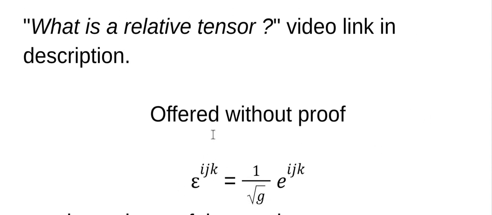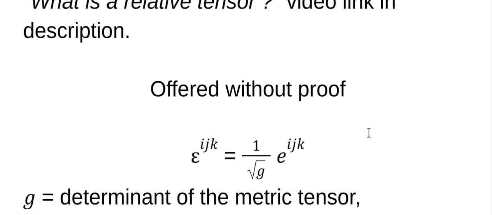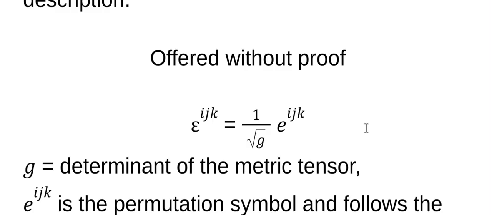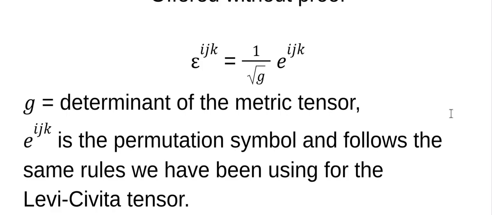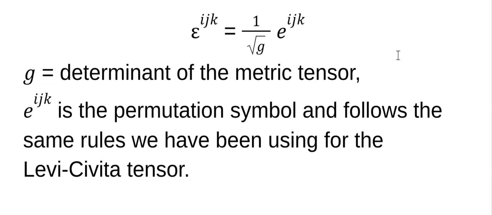The Levi-Civita tensor is actually equal to, this is the weight factor, 1 over the square root of the determinant of the metric tensor, times this permutation. This is called the permutation symbol. Okay, it's not a tensor. So g is the determinant of the metric tensor. This is the permutation symbol, and it follows the same rules we've been using for the Levi-Civita tensor, right? So an odd permutation gives a negative, and an even permutation gives a positive. If any indices repeat, you get a zero. It's the same rule, okay?